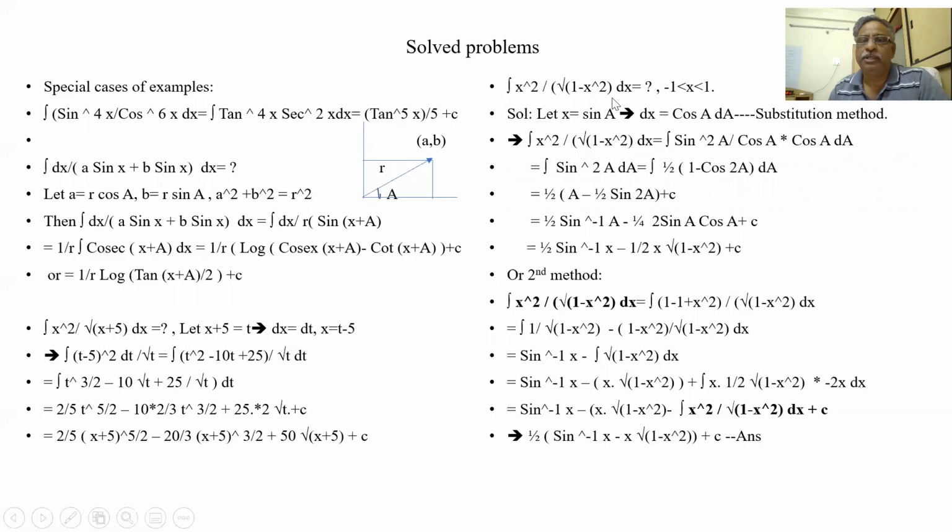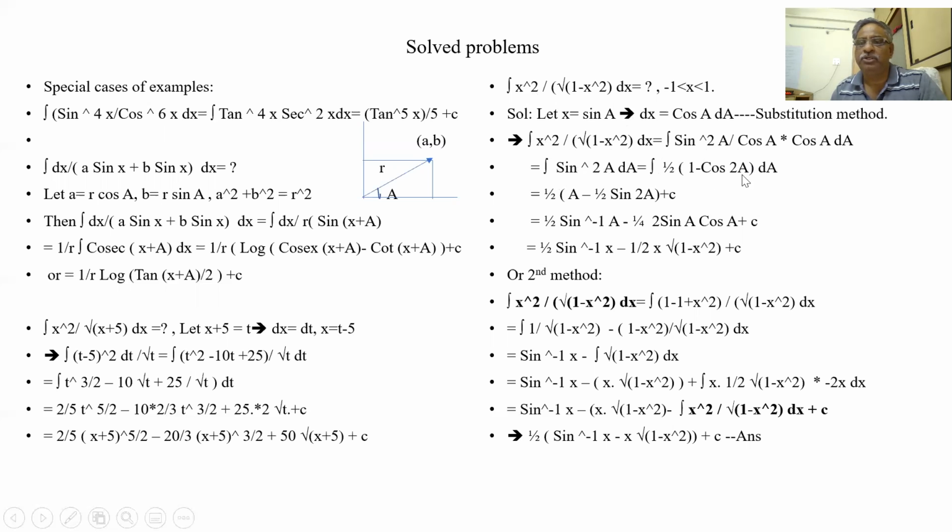So same example, here is 1 minus x square. Here it is given x is between minus 1 and plus 1, so I can put x as sine theta. So this is sine squared theta by cos theta, integration of sine squared theta by cos theta. dx is cos theta d theta, so these two are getting cancelled. Integral sine squared theta d theta.